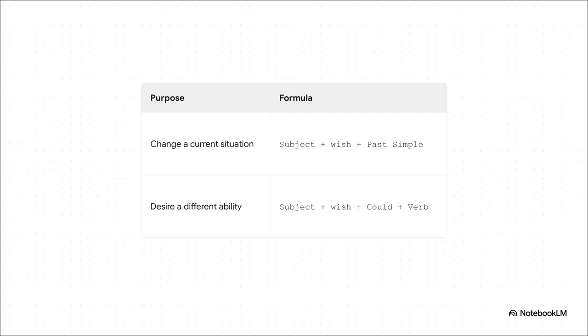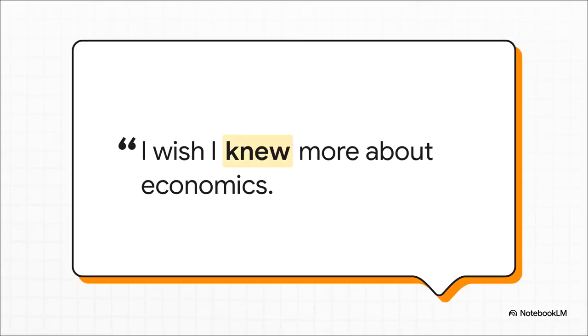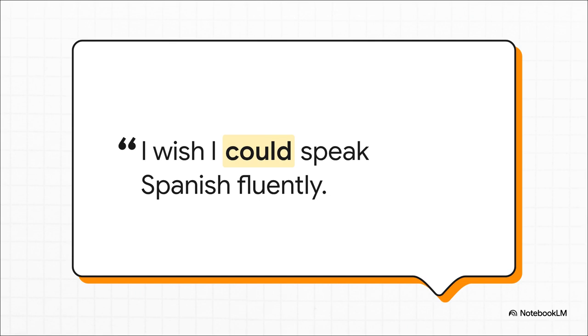Let's actually see what that looks like. Okay, check this out. I wish I knew more about economics. See what's happening? We're using a past tense verb, knew, to talk about something we want right now. And you might be thinking, wait, why past tense for the present? Well, that's the trick. That past tense is like a little flag that tells the listener, hey, this isn't real, this is a wish. The reality is, I don't know more. That's why I'm wishing.